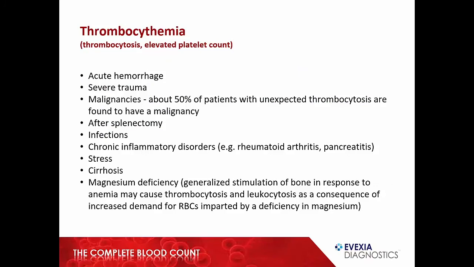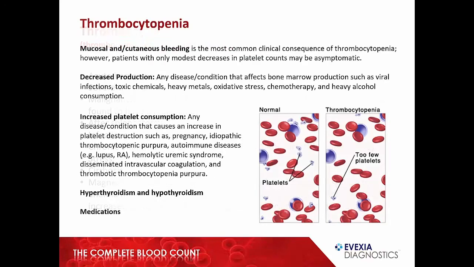So I want to take a look at the cause of an increase in platelet count, and they're listed on the slide. There could be acute hemorrhage, severe trauma, malignancies. About 50% of patients with unexpected thrombocytosis are found to have malignancies. Keep that in mind. After splenectomy, infection, chronic inflammatory disease, stress, cirrhosis, and magnesium deficiency. Now, conditions that will decrease platelet count, known as thrombocytopenia: mucosal and/or cutaneous bleeding, decreased production, increased platelet consumption. In other words, they're being used due to a pre-existing condition. Thyroid dysfunction can cause this, and certain medications.